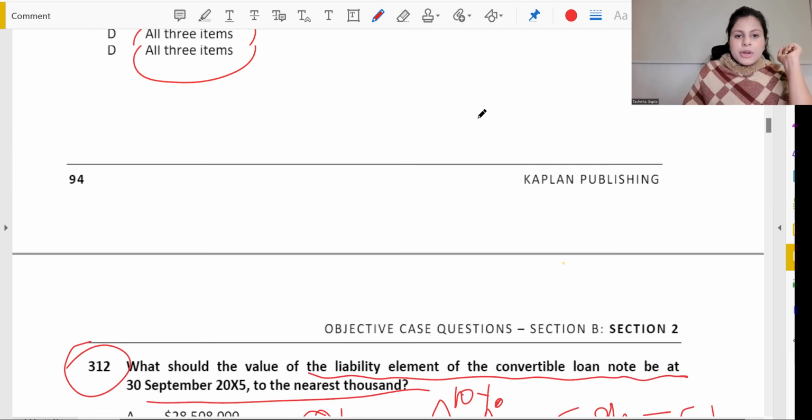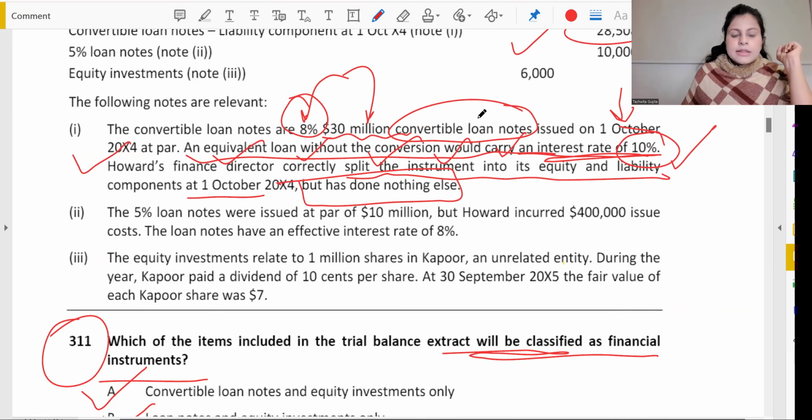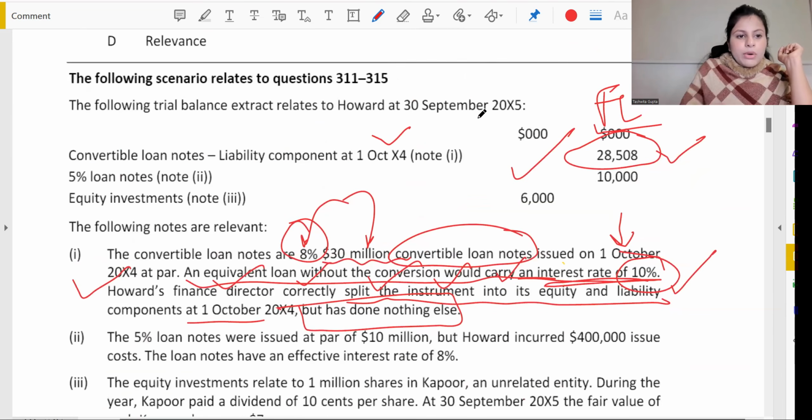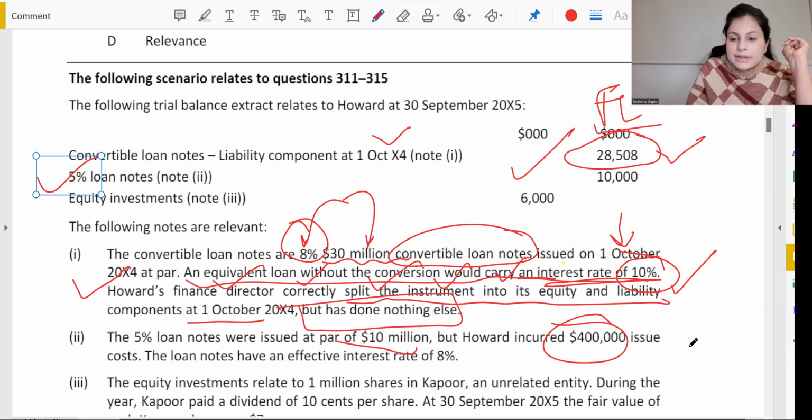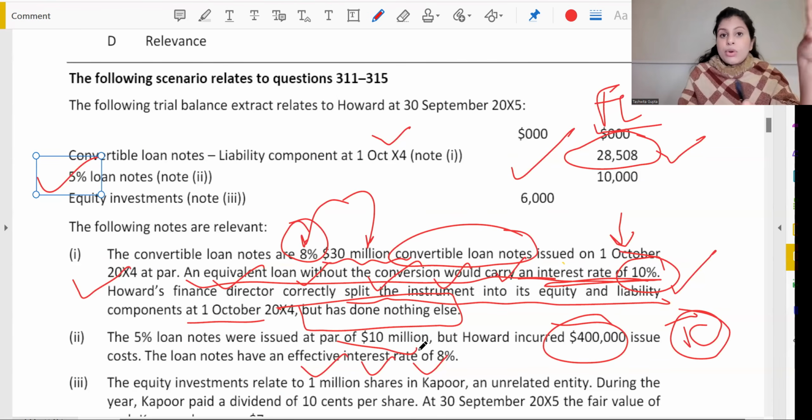But is there any other loan note also? Yes. There is another loan note, a 5% loan note. It was issued at par for 10 million, but we incurred 4,000 as issue cost. This is the transaction cost. The loan note has an effective interest rate of 8%. This is a general loan note, it's not a convertible loan note. So how much finance cost will you have?